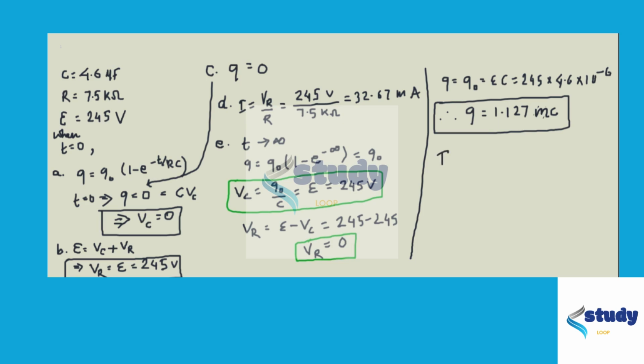The next part is to calculate the current I. So current I equals Vr upon R. Since Vr equals 0, this also should be equal to 0. I should have boxed it in green because this is after a long time. Okay, so this ends the solution to this question.